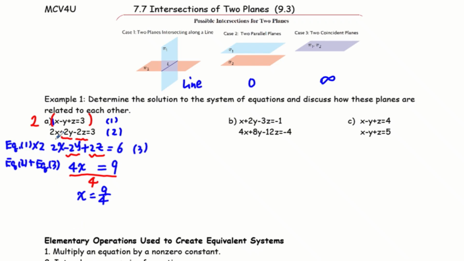Then we want to get rid of the x. Or we could substitute this one back to find y and z, but subtracting these two will be easier to get rid of x. So equation 2 subtract equation 3. So 2x minus 2x is gone. 2y minus negative 2y, we have 4y. Negative 2z minus 2z gives us negative 4z. Then 3 minus 6 is negative 3. So now we have x equals 9 over 4, and 4y minus 4z equals negative 3.